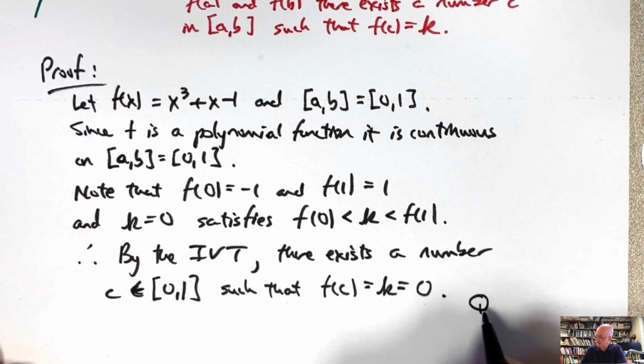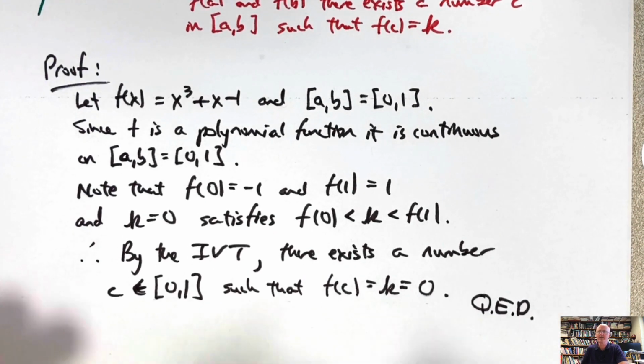We get all happy and we start talking Latin. QED means quod erat demonstrandum, if I remember correctly, which means I've demonstrated what I wanted to do. I'm done. We're happy. We can do a smiley face as well.